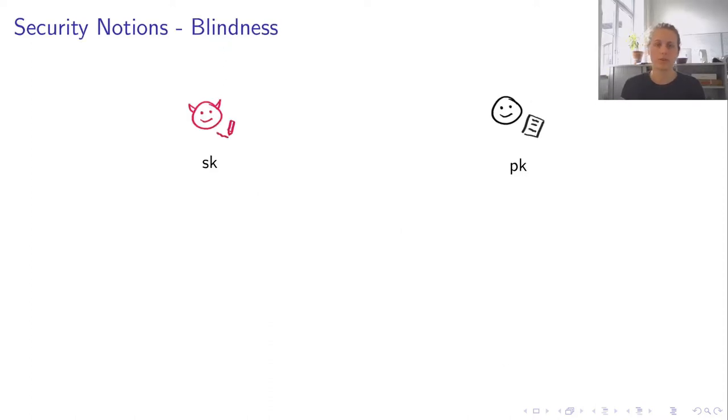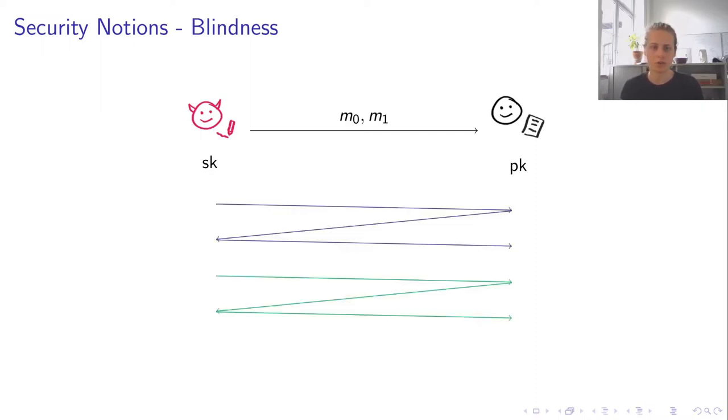We want two notions of security. The first one is called blindness. In the blindness setting, the signer is played by an adversary. The adversary first chooses two messages, M0 and M1, and he sends them over to the challenger who will play the user. He then gets to interact with the challenger two times, and in one of the sessions, the challenger uses M0 and in the other he uses M1. If both of these sessions, which may be interleaved, yield valid signatures in the end, the signer gets to see the two signatures and has to decide which signature comes from which signing session. If he guesses correctly, he wins the game.